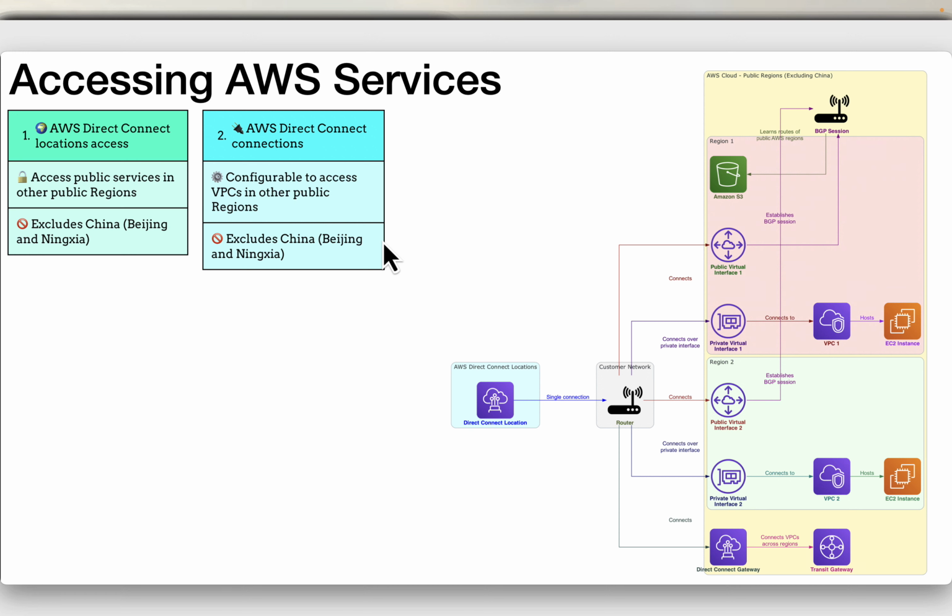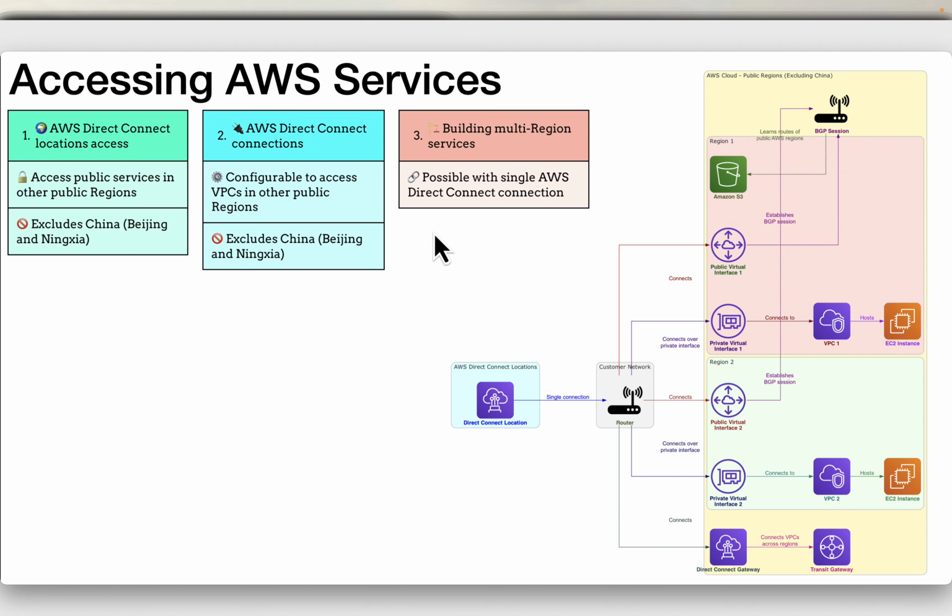In addition, AWS Direct Connect connections in public regions or AWS GovCloud US can be configured to access a VPC in your account in any other public region also. So it can access public services and private VPCs in any other regions. You just have to configure one, and it will traverse via the AWS backbone, the physical infrastructure. So you can use a single AWS Direct Connect connection to build multi-region services.